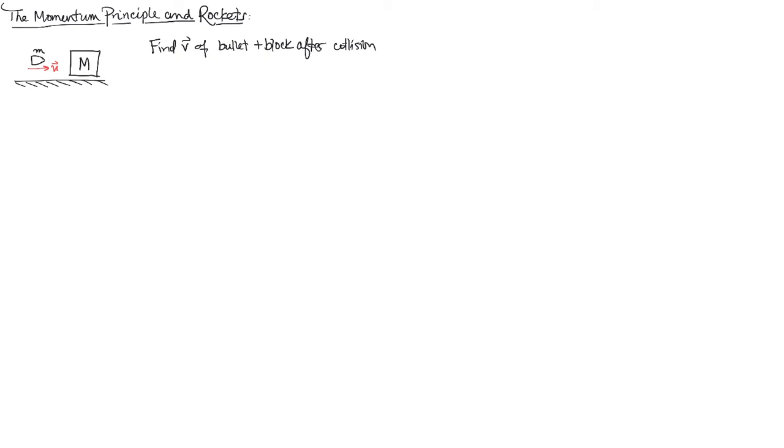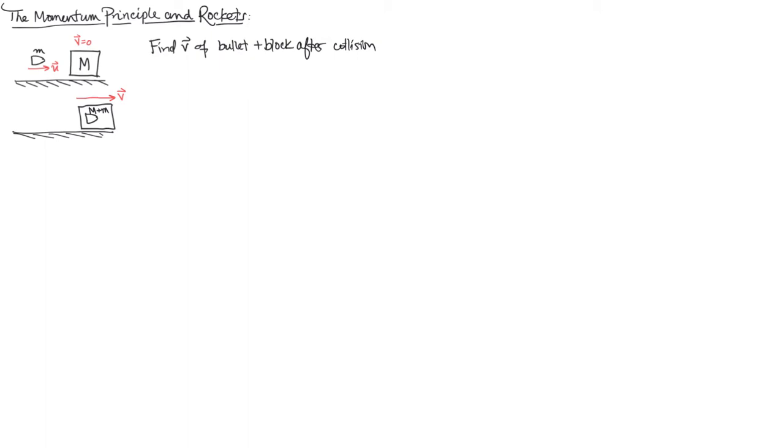Specifically, we might be told something like the bullet collides with the block and is embedded in the block, and then that system of bullet plus block will move to the right with a new velocity v. And let's just say that the block starts at rest. So this combination of bullet and block has a total mass of big M plus little m, the block plus the bullet mass, and we want to know the velocity of the pair after the collision.